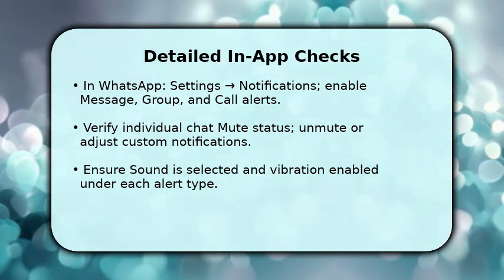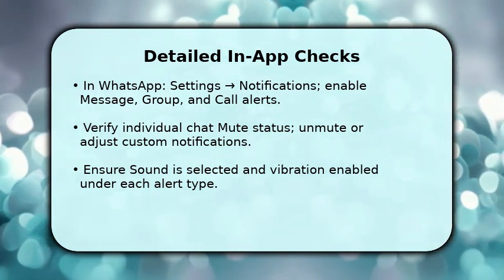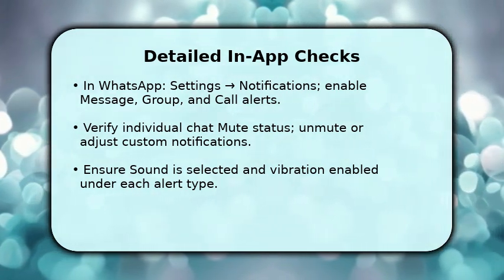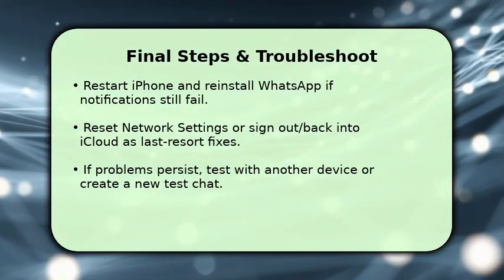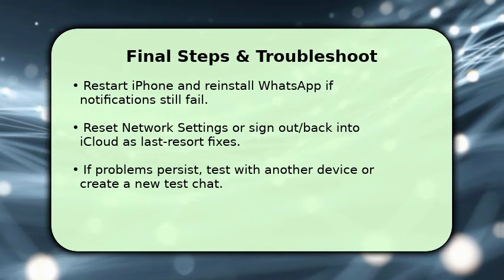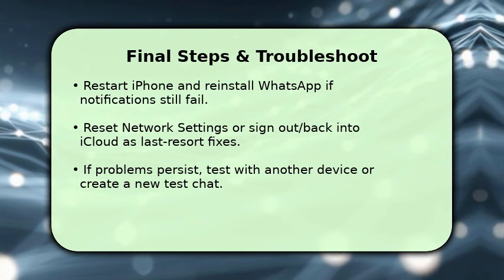If you use low power mode, note it can delay background activity, so test alerts after re-enabling normal power. Finish by forcing a clean state. Restart your iPhone first. If notifications still fail, offload or reinstall WhatsApp to clear corrupt settings. Note your chat backup before reinstalling.